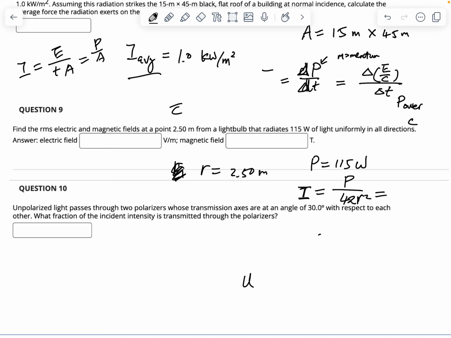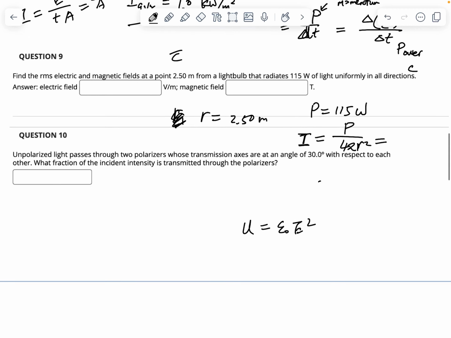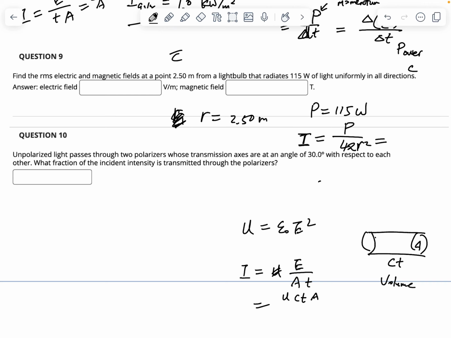Which means U, the energy density, equals epsilon naught E squared, right? So that's U. And then intensity equals U. So in class we talk about this. So this is area, this is ct. Intensity equals energy over area over time, right? So energy here is U c t A, right? So the volume. So divide by A t, cancel, right? So equal to U c, and U equals this, so equal to epsilon naught E squared c.